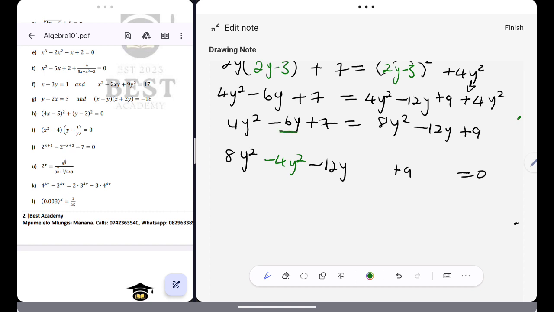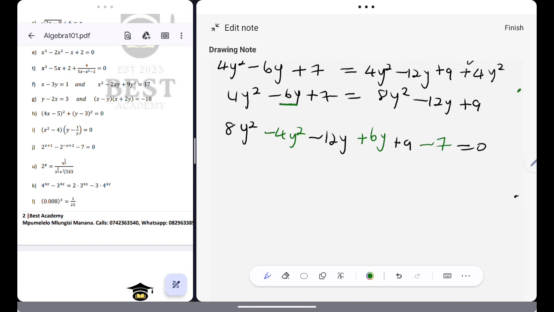The negative 6y, when it jumps the equal sign, will change the sign. It will be plus 6y. The 7, when it jumps the equal sign, will also change the sign. It will become negative 7. And now we will have what? 4y squared minus 6y plus 2 is equal to 0. Now everything is in standard form.